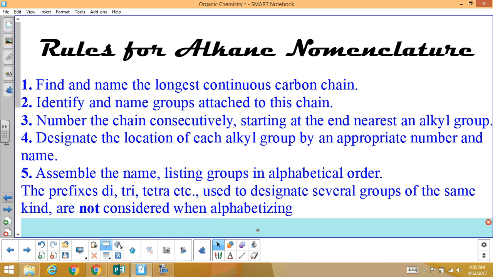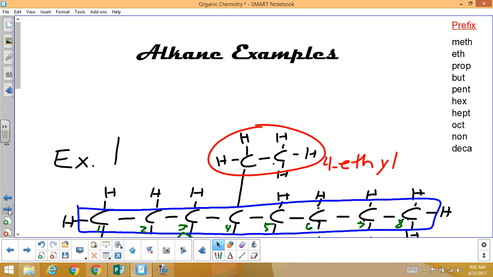The prefixes di, tri, tetra, etc. used to designate several groups of the same kind are not considered in alphabetizing. So the second part of number 5, we're not worrying about it because that doesn't interact with the one we're doing. But we're assembling the name listing groups in alphabetical order. So as long as we know our alphabet, we should be good.